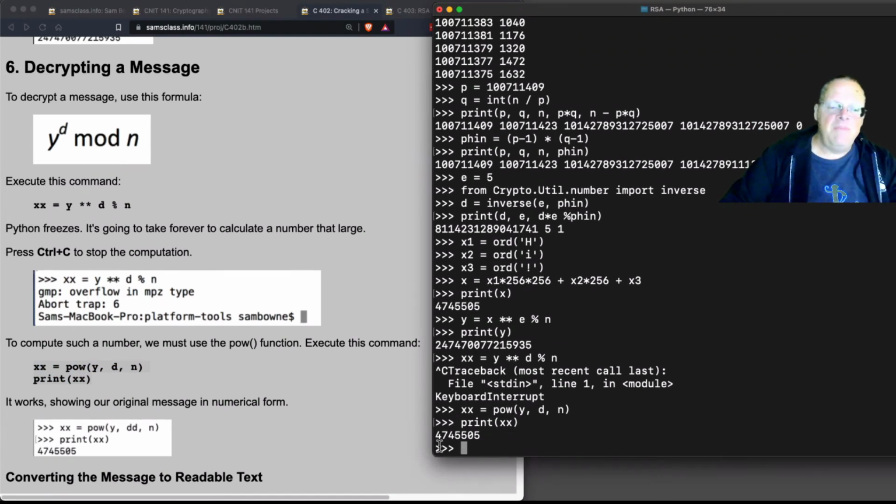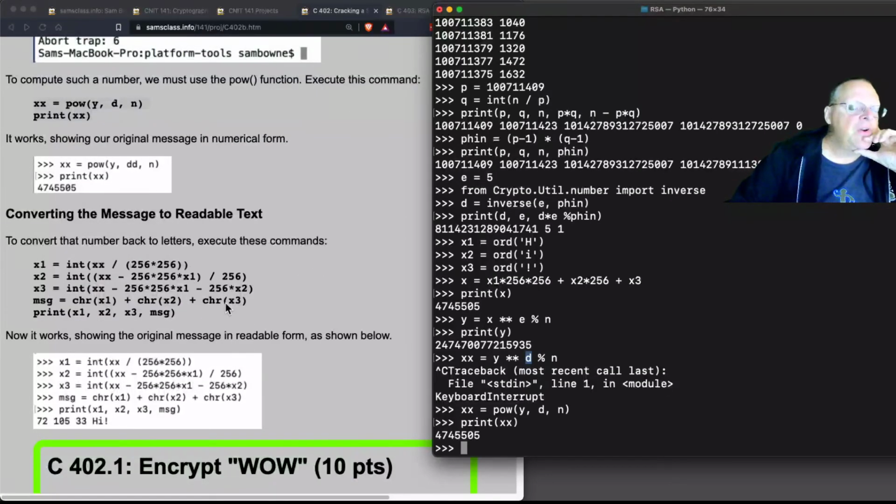And now I get my original number back, 4745505. So that's the plain text. Here is the plain text. Here's the ciphertext. And here's the plain text again. And so I went from plain text to ciphertext by taking it to the E, and I went from the ciphertext to the plain text by taking that to the D. So that's the encryption key and that's the decryption key. And that's how RSA works.